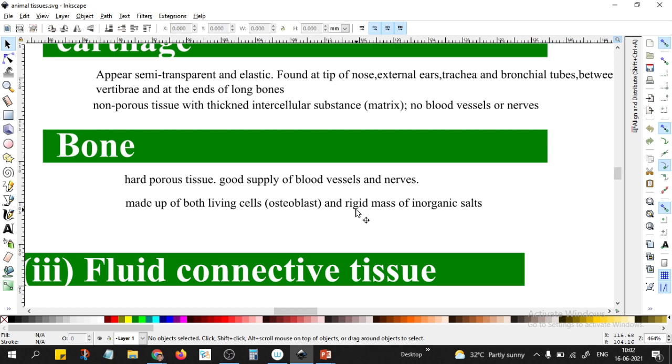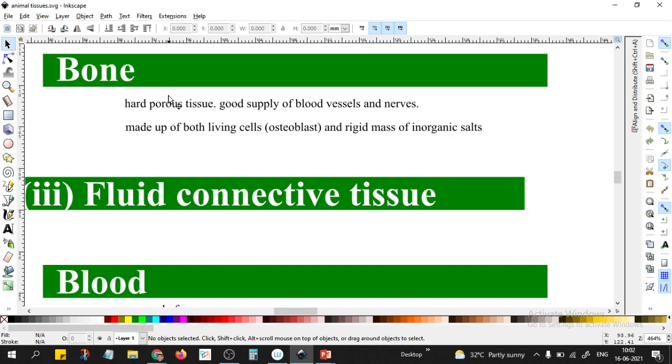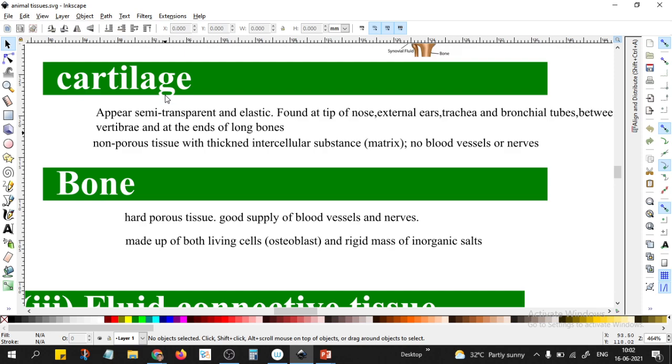So the bone, we can compare it with the cartilage. Where are we finding the cartilage? In the ears, the outer ears, and in the tip of the nose. They are very flexible. Looking at the tip of the nose and external ear, and inside the body, the windpipe or trachea and bronchial tubes have cartilage.